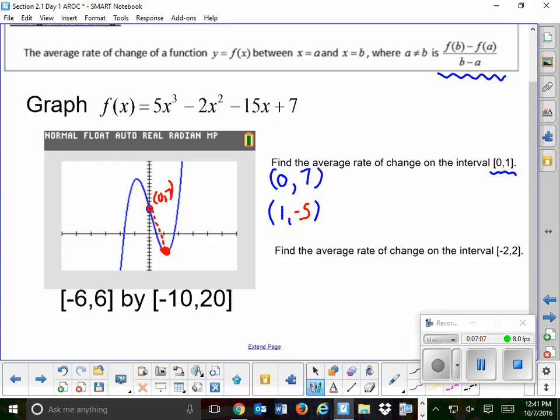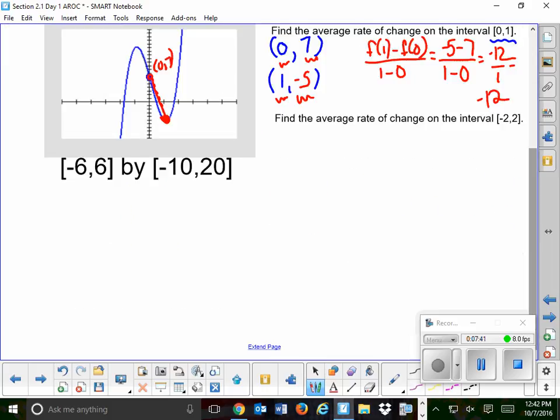So to see that, it would be f of 1 minus f of 0 all over 1 minus 0, which is -5 minus 7 all over 1 minus 0. And it's y2 minus y1 over x2 minus x1, if you think of it that way. And it's -12 over 1 or -12. So the rate of change between here, and you guys look visually, you should see, hey, this red line is going down. It's a negative slope. We could have answered that to begin with.